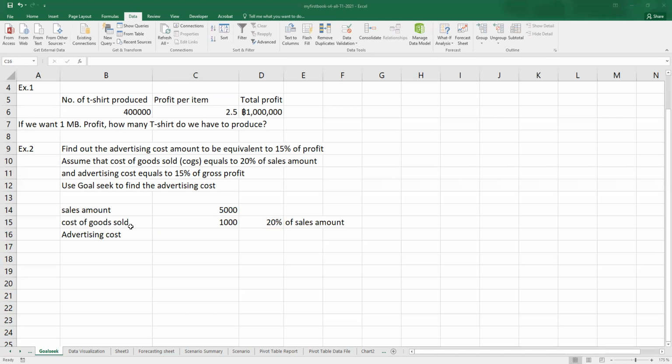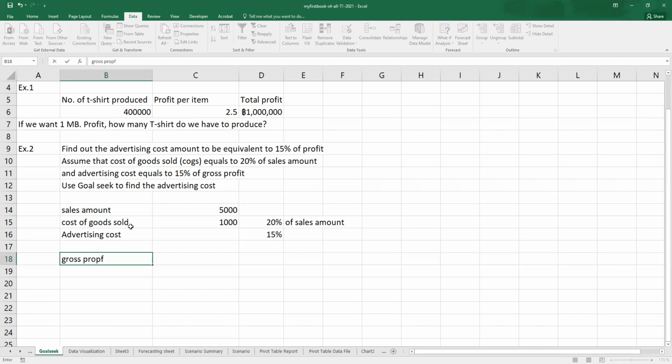And we say that, okay, the advertising cost is 15%, but it's not 15% of the sales amount. It is 15% of gross profit. So what should we do in here? In order to find it, you have to find gross profit first. Okay, you have to find gross profit first.